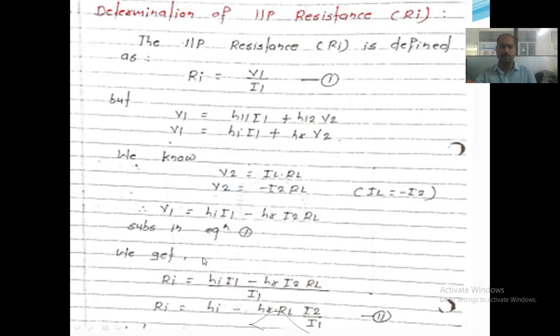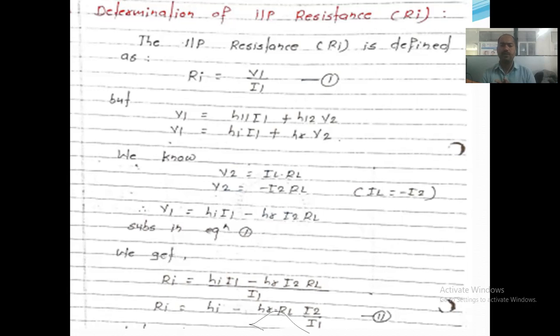Let me repeat the whole portion once again. See, in determining the input resistance, we have to find the input impedance. We know that R equal to V upon I, right? For that purpose, with respect to input resistance, input voltage is V1, input current is I1. So Ri equal to V1 divided by I1. This is equation number 1. To find V1 and the input impedance, we require the H11 term, right? So the equation is V1 equal to H11 I1 plus H12 V2.